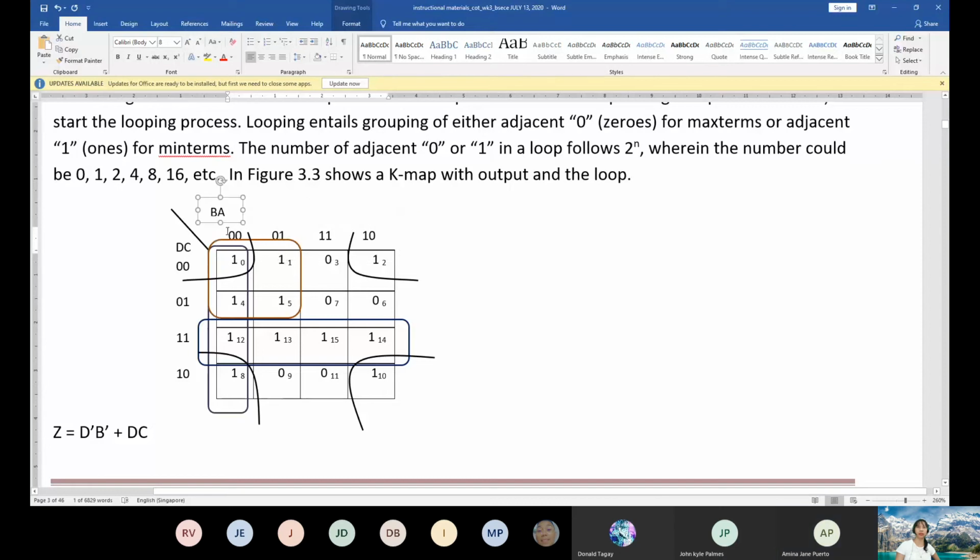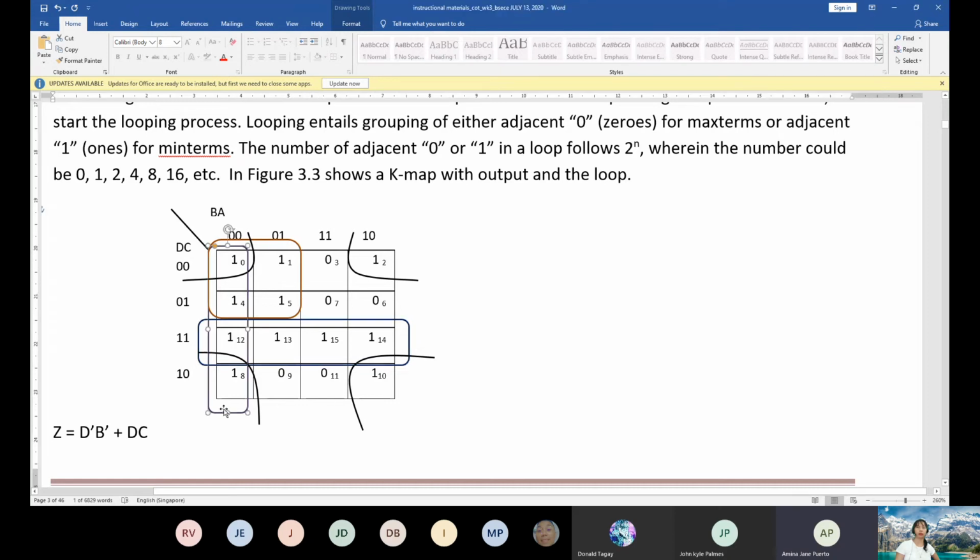How about B? Let's compare B, the second bit: 0, 0, 1. What will happen to B? Eliminated, ma'am. Okay, B will be eliminated. So for the blue loop, the term is just equal to DC. Okay, this is redundant.